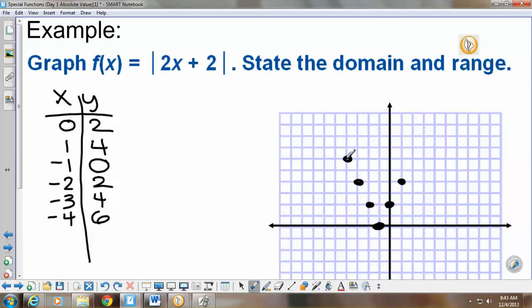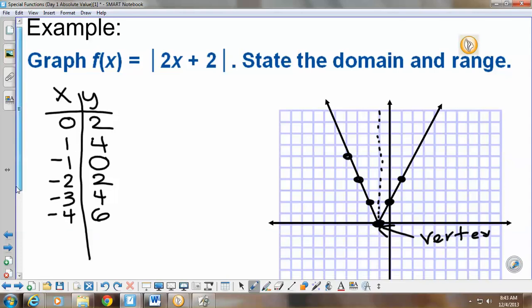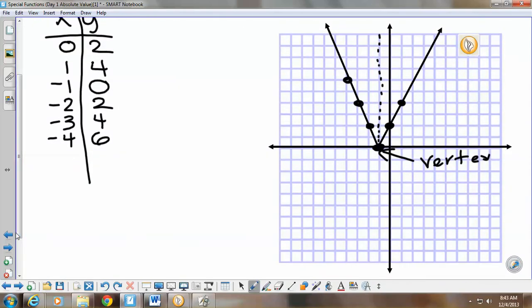Guys, your graph must be symmetrical on the right and left sides. This point of the V right here is called the vertex. If we were to draw an imaginary line down the middle of that vertex, the left and the right sides of your V should be identical. They should be symmetrical. And if they're not, something's probably up with your graphing and you need to make sure that you plotted your points correctly or maybe you did your algebra correctly. So let's take this on.